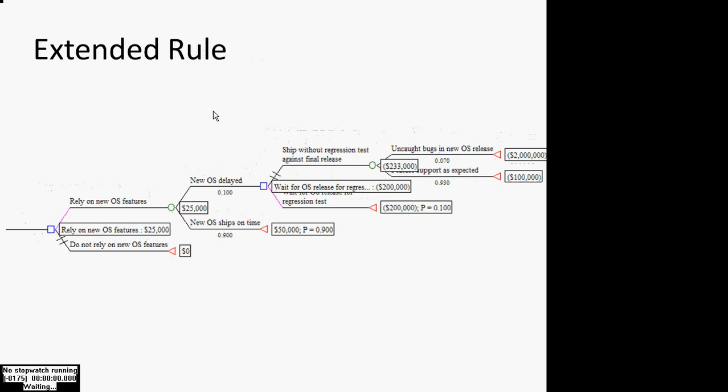Does that make sense? So we here are representing a situation of decision-making over time in the consequence of unfolding uncertainties. What are the unfolding uncertainties? Whether the OS is delayed and whether there are uncaught bugs associated with that delay. Ladies and gentlemen, software development is filled with risk management. And these sort of tools can be very useful for reasoning about that sort of decision-making.